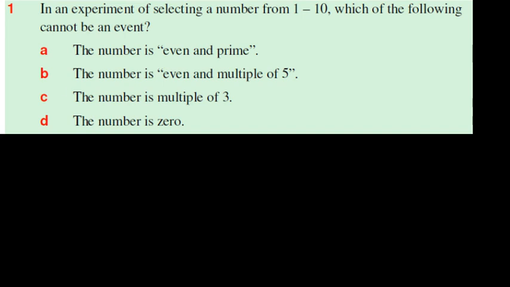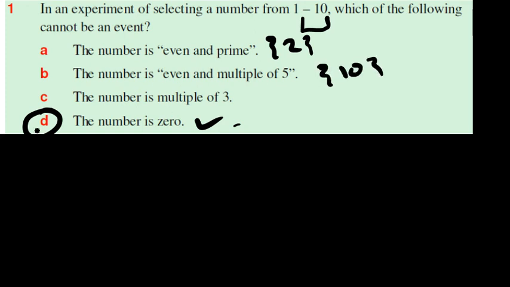The first question here says, in an experiment of selecting a number from 1 to 10, which one of the following cannot be an event? Obviously the answer will be D, because of the number 0. It says from 1 to 10, there is no number 0, so this cannot be an event. But a number which is even and prime, yes, there is, which is 2. A number which is even and a multiple of 5 is 10, obviously. And the numbers which are multiples of 3 are 3, 6, and 9. So those can be events.